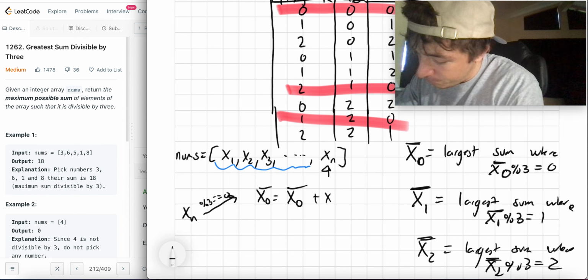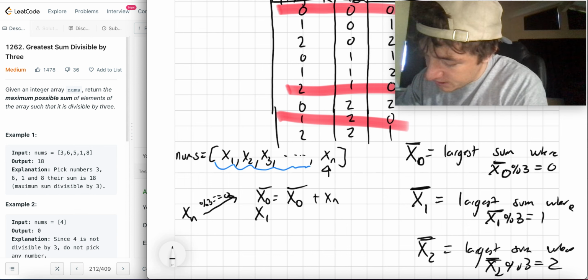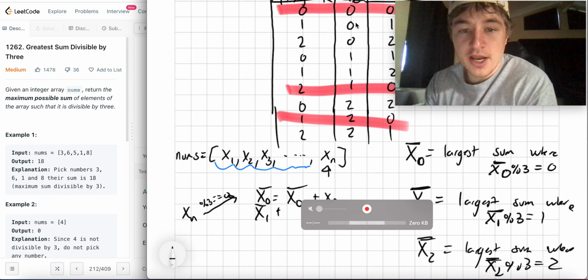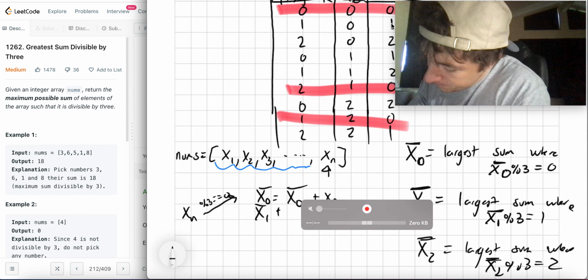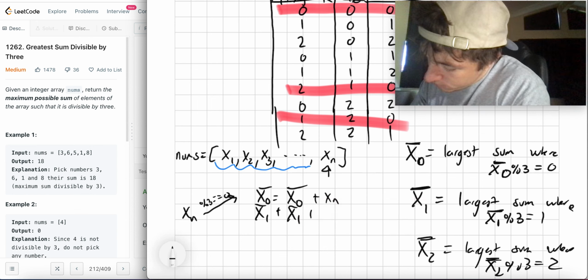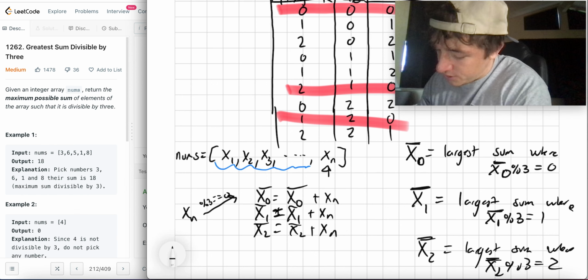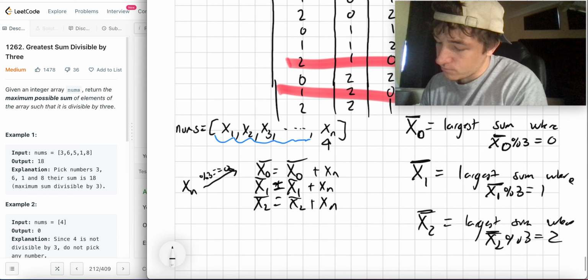plus this new number, right? And that goes the same for all of them, right? If you look at this system, if the last system's mod was 1 and you add something mod 3 0, that's still mod 3 1. Okay, so that one's not that interesting.